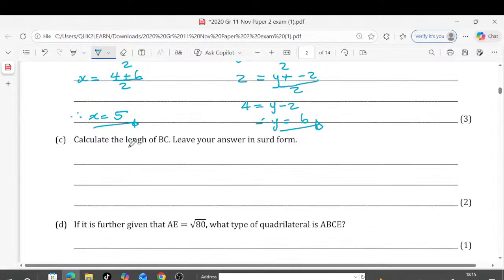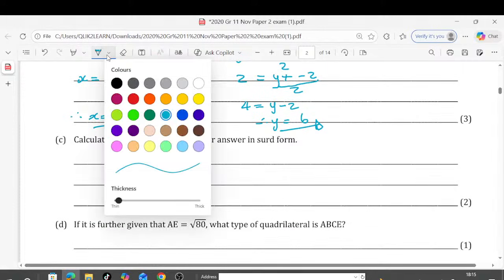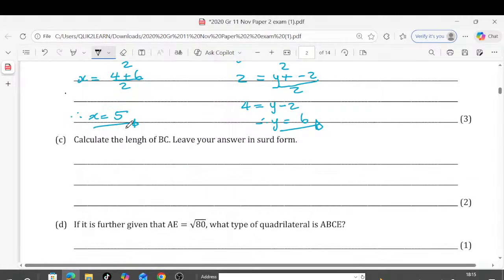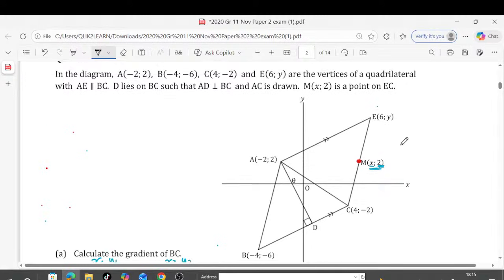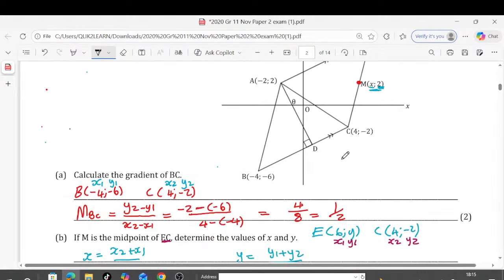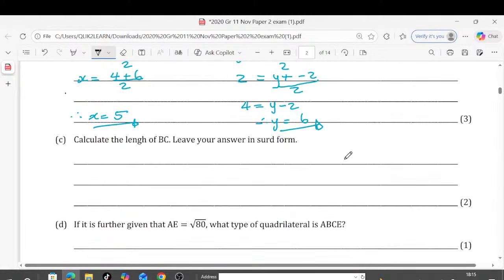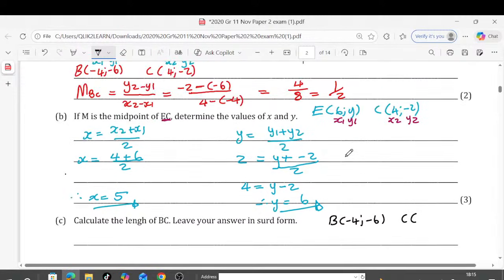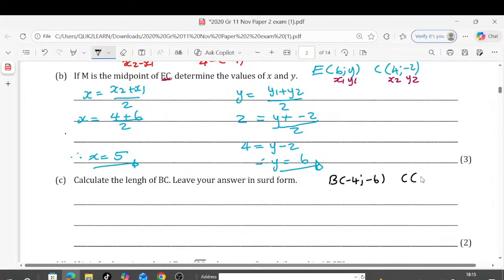Then when we move to the next one, they want us to calculate the length of BC. Leave your answer in surd form. The length of BC. So look at this. What is BC? The coordinate of B is -4 and -6, and C is 4 and -2. So this is 4, -2.